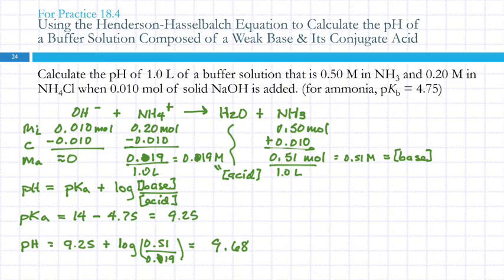And then you can ask yourself, well, does it make sense that the pH went up? The added hydroxide. Did it go up very much? Not really, right? 9.25 to 9.68. It went up, but not as much as it would have if you just added that by itself. Any questions?